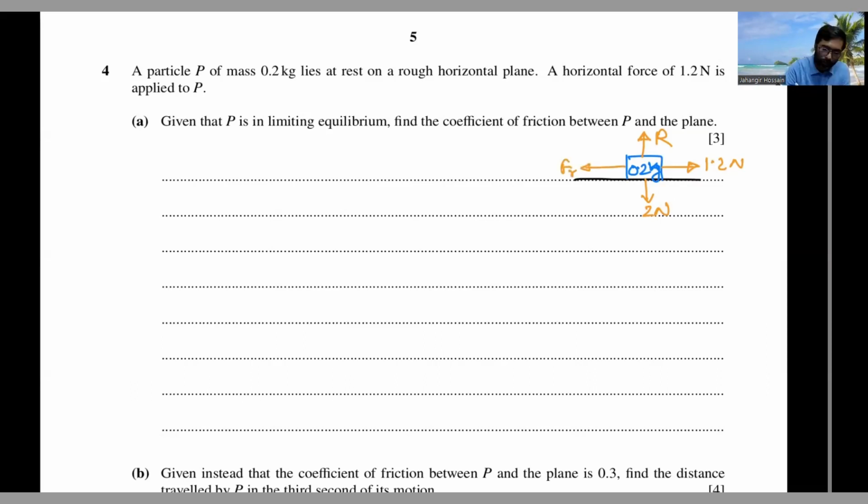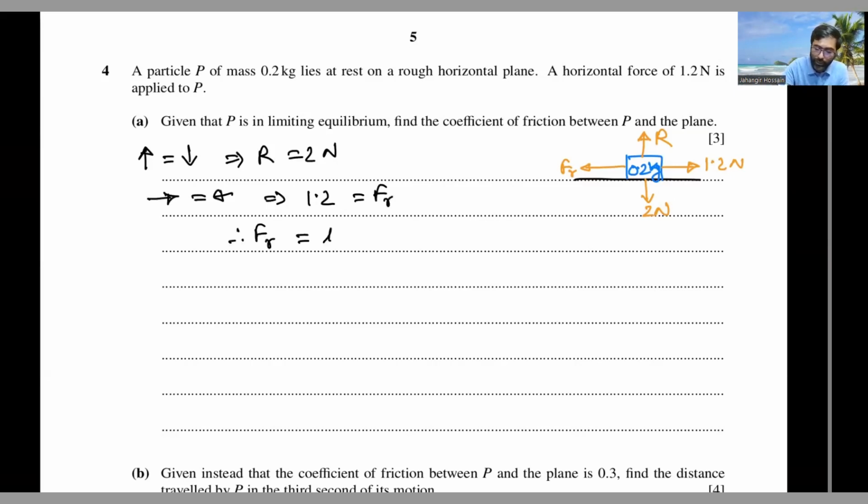Okay? If we equate upward force to downward, we have R equal to 2 Newton. And if we take the horizontal forces, we have 1.2 equal to friction. Now it is a limiting equilibrium, so friction is maximum. At limiting equilibrium or in motion, maximum friction is mu R. So mu will be friction by normal reaction. Friction is 1.2, normal reaction is 2, that is 0.6. Mu is 0.6, that's part A.